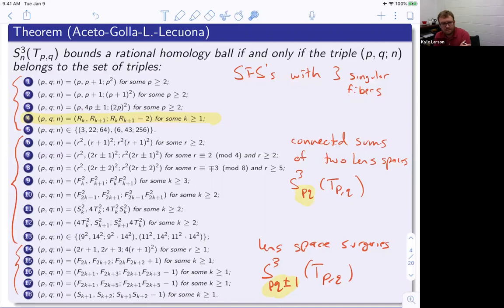This is the best that I know of. So I don't think there's an easy way to simplify this list. So is it known that the surgery on a PQ torus knot is Seifert fibered with at most three fibers? Yeah. So I'll come back to that later.